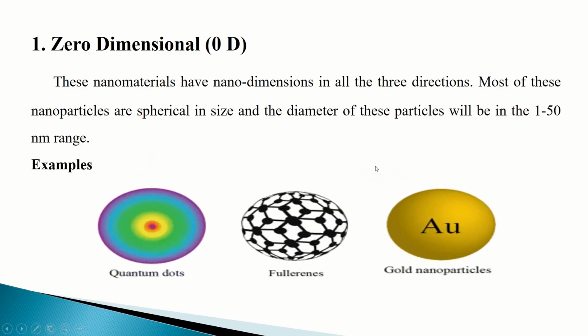These are the examples: quantum dots, fullerenes, gold nanoparticle. Mostly such materials will exist in spherical shape, and their diameter are usually in the range of 1 to 50 nanometer. So let's look at the quantum dot. Here you can see in all the 3 directions it is in the nanometer range.